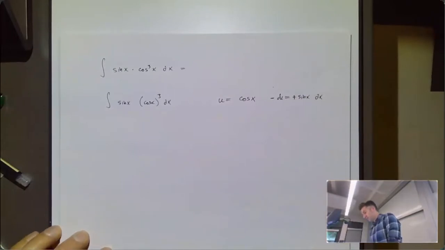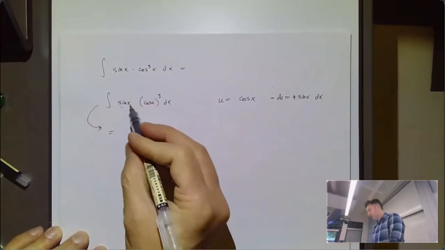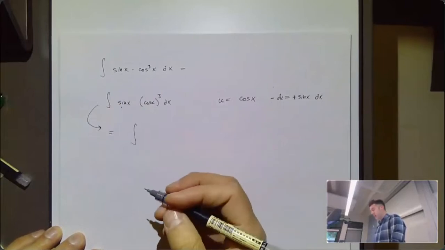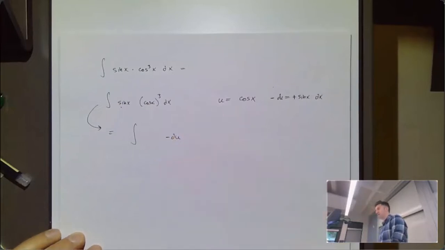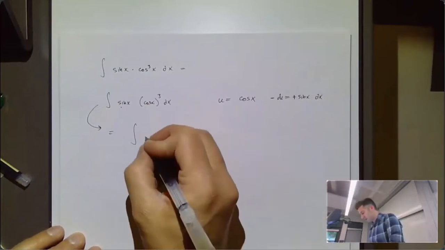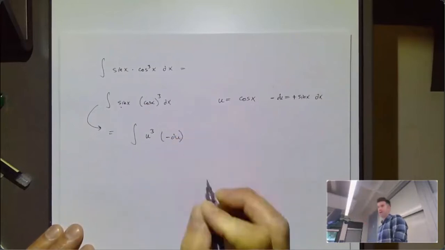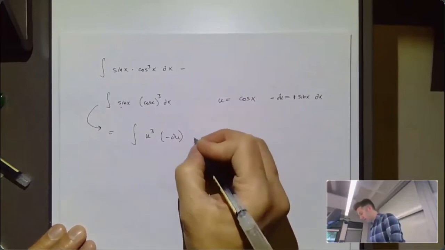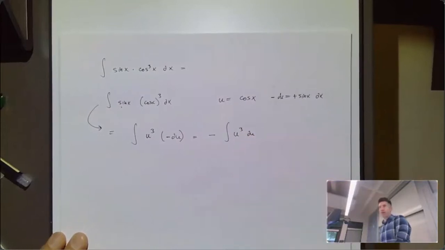All right, so I'm going to rewrite my integral. My sine of x times dx is going to become a negative du, and then I have a u cubed. Now, if I write it that way, it looks like I'm writing u cubed minus du, which is not good. It should be u cubed times negative du, which is why I should really just write it as negative integral of u cubed du. Just pull that constant multiple, even if it's a negative 1, out to the front.